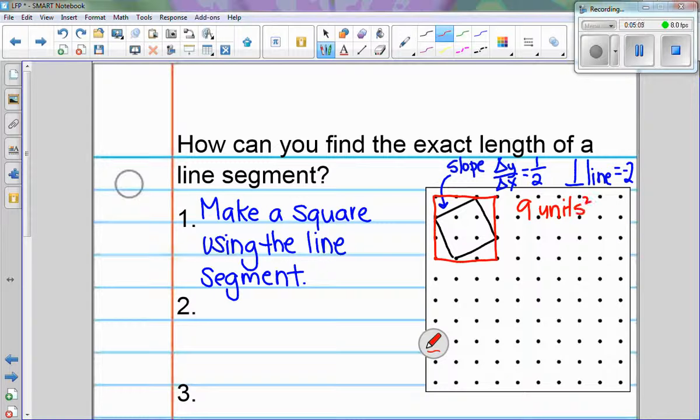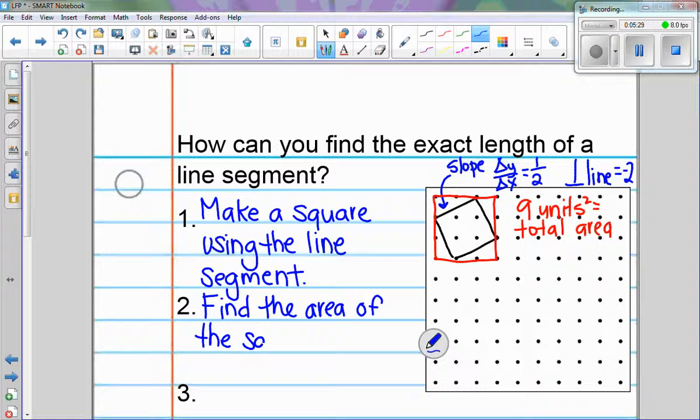That's my total area. Is that the next step? This is the next step. I should write that down. So we need to find the area of the square. Now I want to take off each of those little triangles on each of the corners.